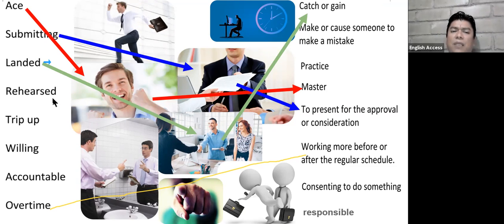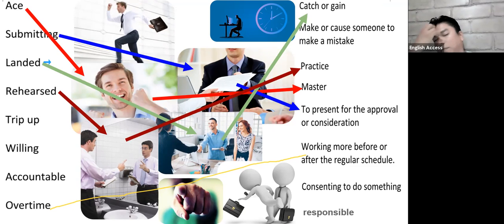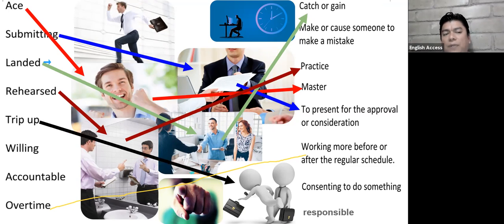What does rehearsed mean? Rehearsed is this picture. And what is that picture? Practice. What about the next one? Trip up. That's easy, guys. Trip up right there. And what is the definition? Make or cause someone to make a mistake.